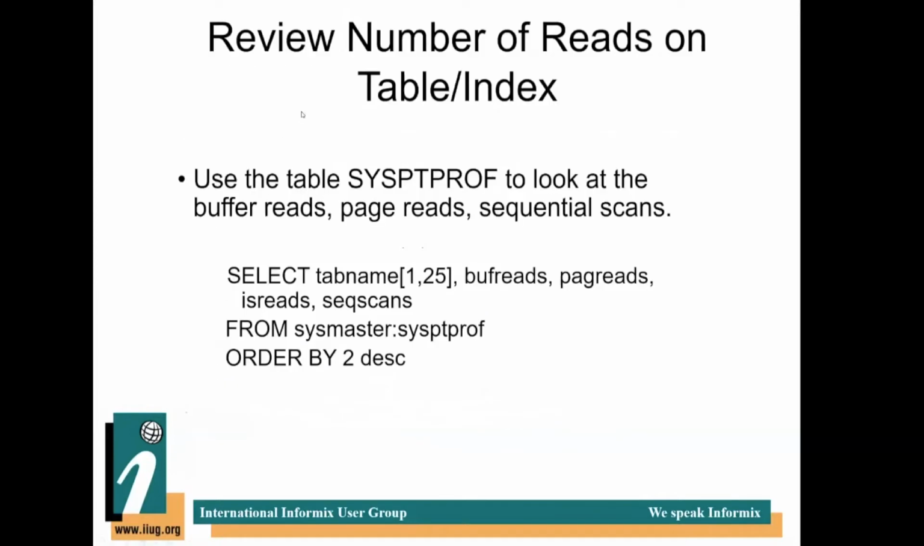Review the number of reads on a table index. Use sysptprof to look at the buffer reads, page reads, and sequential scans. This is one of the tables I look at a lot on systems. So here's a simple select: select the table name, the buffer reads, the page reads, the IS reads, and the sequential scans from the sysptprof table. You can order it based on whatever criteria you want to look at. In this case, I'm ordering it by buffer reads descending, so I want to see the highest number of buffer reads.